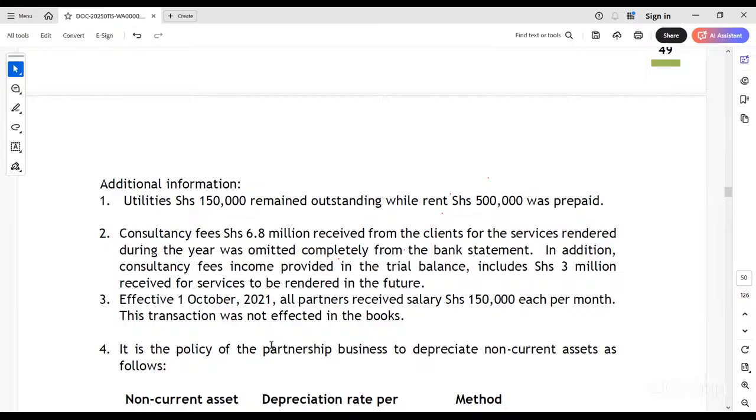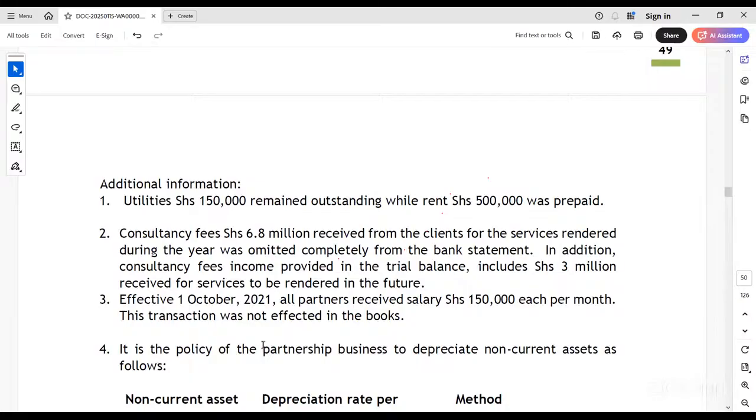Then, effective 1st October 2021, all the partners received a salary each month. This transaction was not effected in the books. So there are salaries which we have to record.